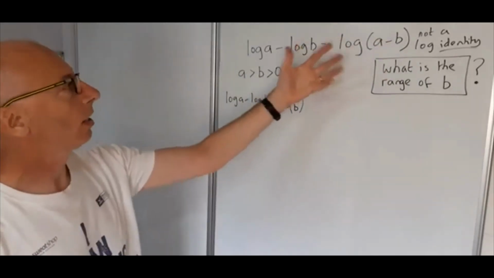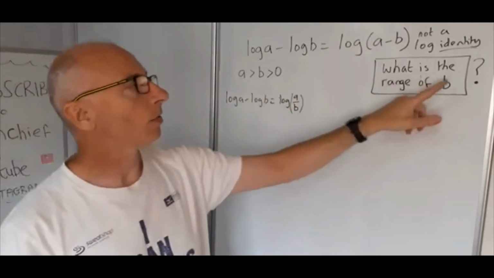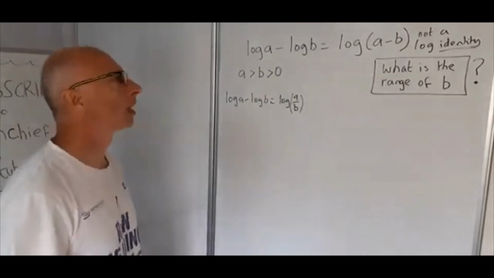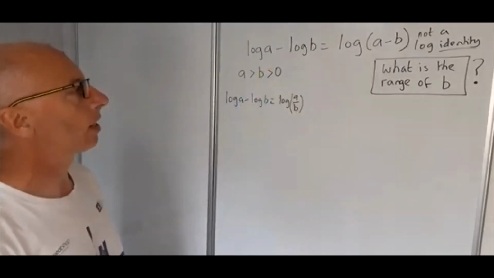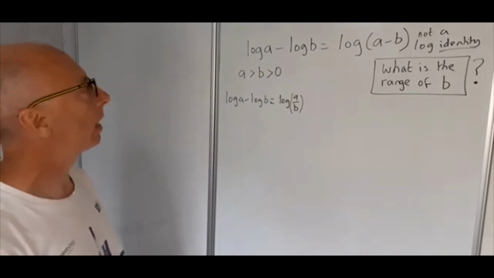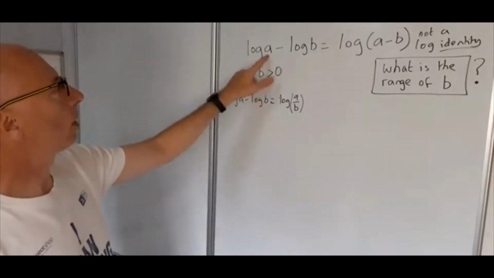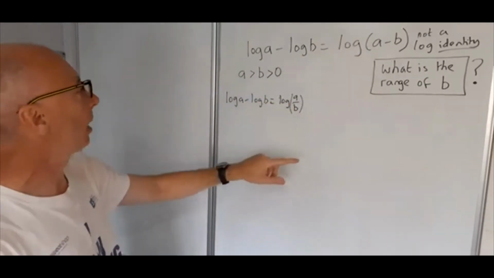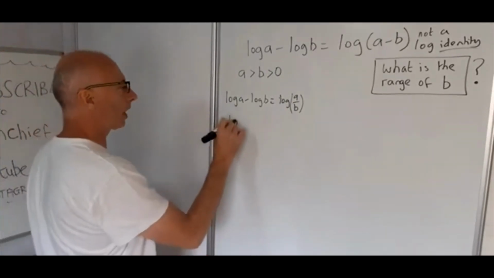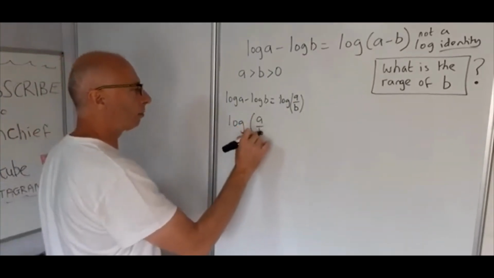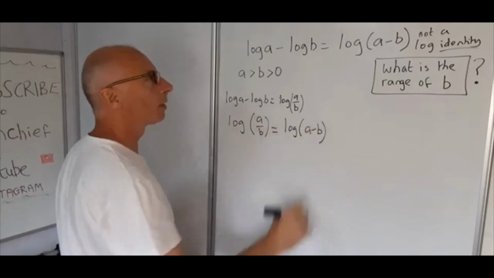But we're given this as a question where A is larger than B, which is greater than 0, and we need to find what is the range of B. So let's have a look at this and see how we can manipulate it to find the range of B, because we don't know anything about A or B just yet except for this formula and this inequality. So log of A minus log of B is log of A over B, so what we can say now is the log of A over B equals the log of A minus B.